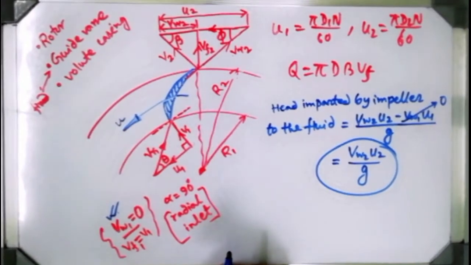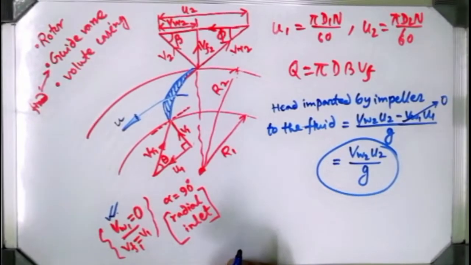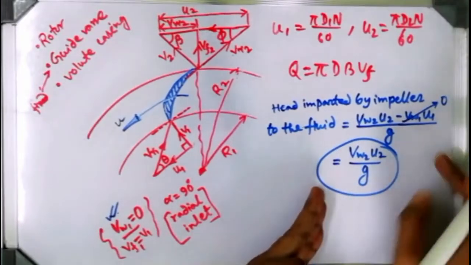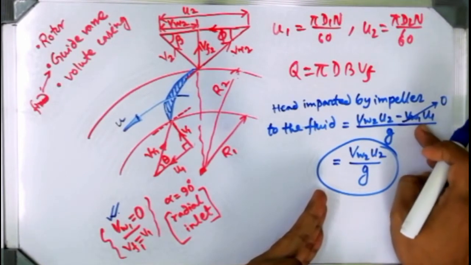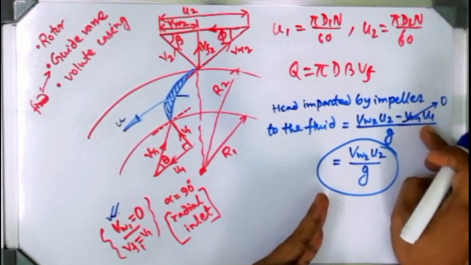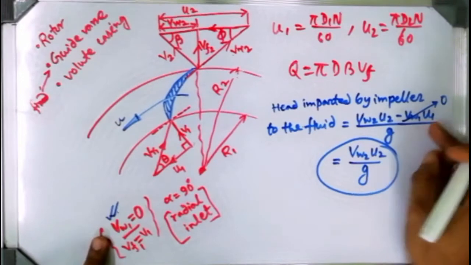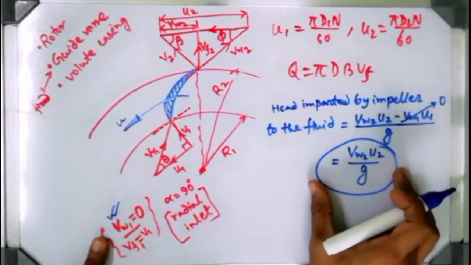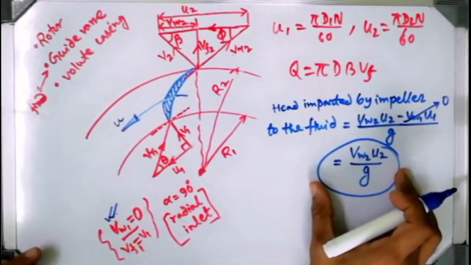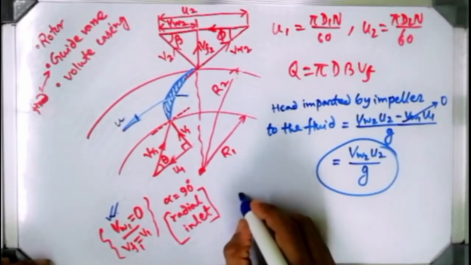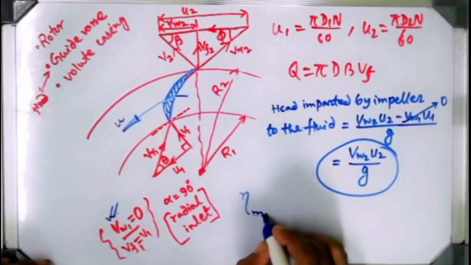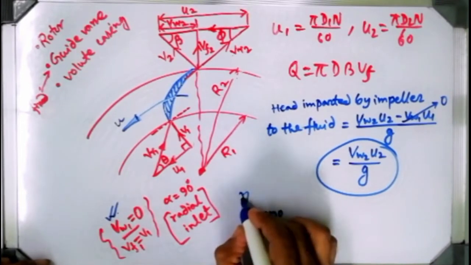This is nothing but Euler's equation, where vw1, the velocity of whirl at the inlet, is 0, so you can exclude this part. So that is the head imparted by the impeller on the fluid. Now from there I can find the manometric efficiency, eta mano.